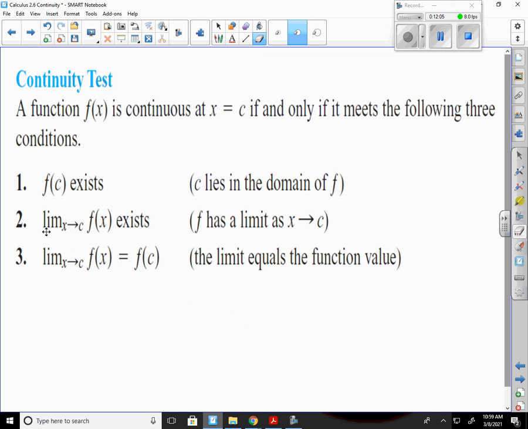The second condition is that the limit as x approaches c of f of x has to exist as well. So I have to be able to find a limit of the function as x approaches the point. And lastly, my limit has to be equal to plugging the number into the function. So the limit has to equal the function's value. If any of these three things are not true, then it is not a continuous function, or at least it's not continuous at that point.